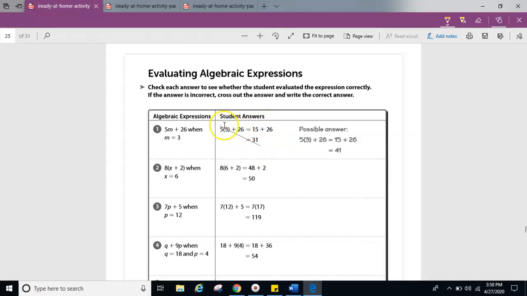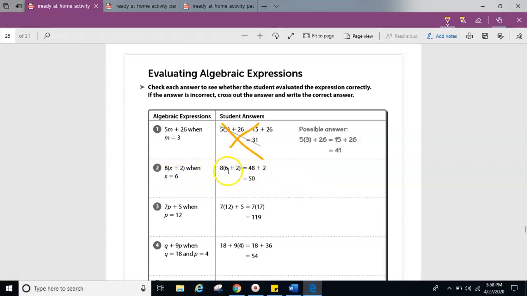So you are going to plug it in, and then you are going to see if the student's answer is correct. We know that 15 plus 26 is actually 41 and not 31, so we would just go ahead and cross off the student answer and write your own answer. Write what it actually is. So I will do number 2 with you. 8 with x plus 2 in parentheses when x equals 6.